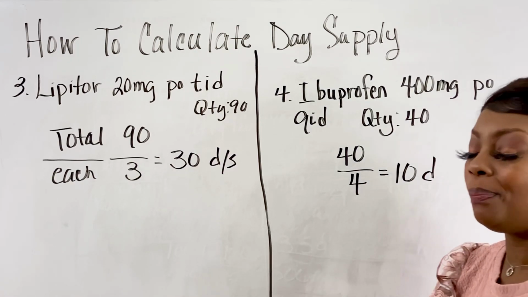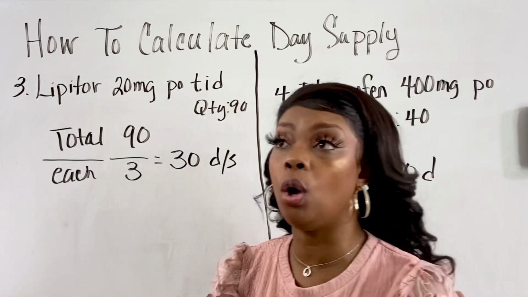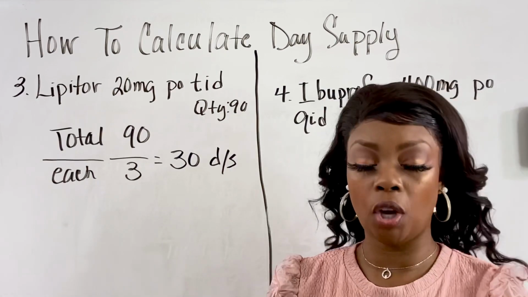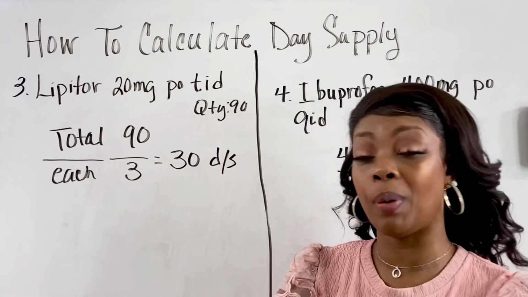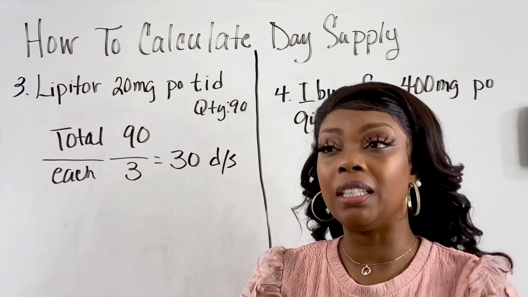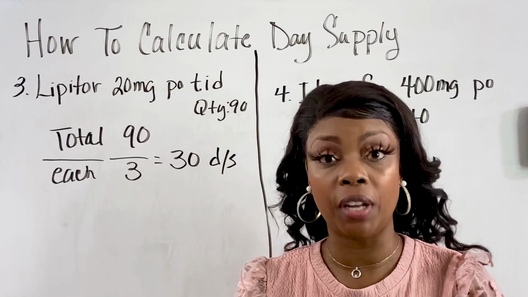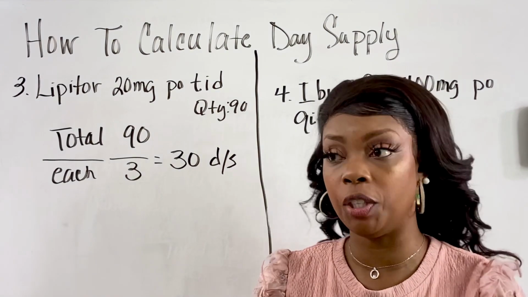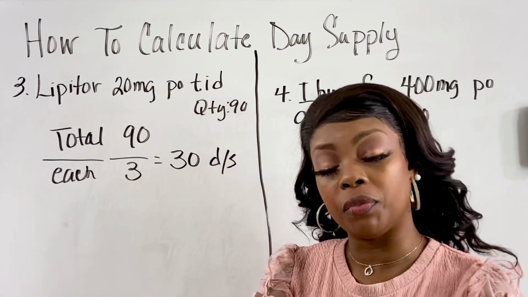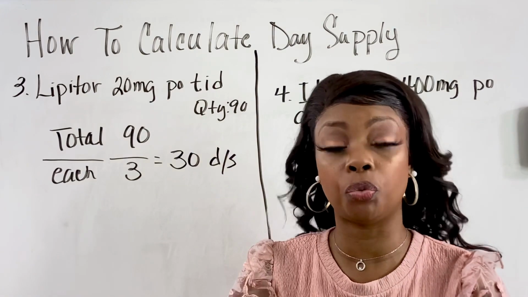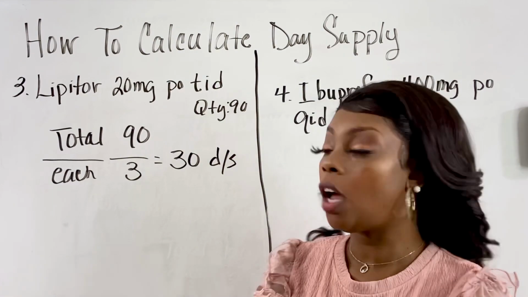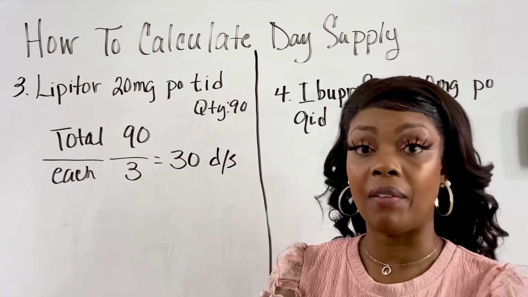But the ultimate goal in pharmacy, especially with tablets, is to try to give your patient as few tablets as possible, but still giving them the right dose per day. No one wants to take 16 tablets a day, especially when you can find a tablet with a higher strength and they can take fewer tablets. So that's always the ultimate goal. All right, let's go to number 5 and 6.